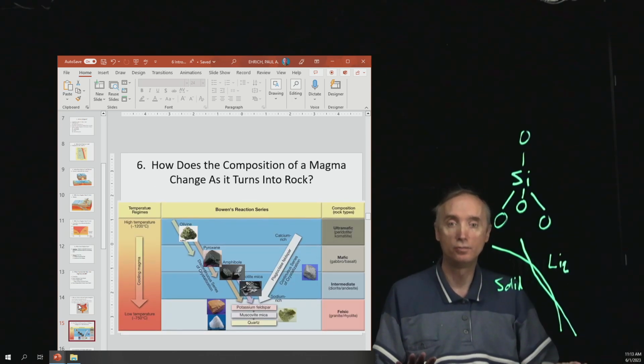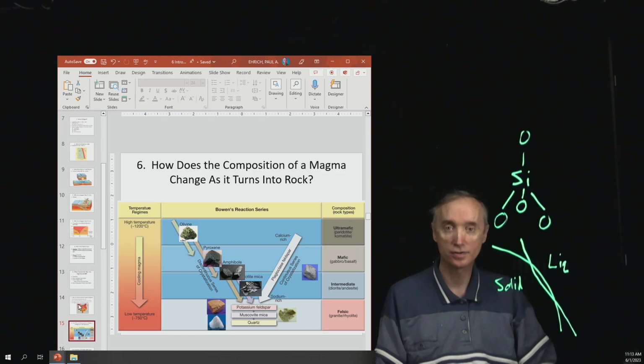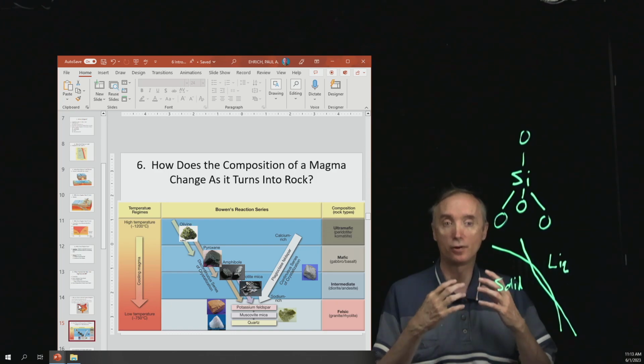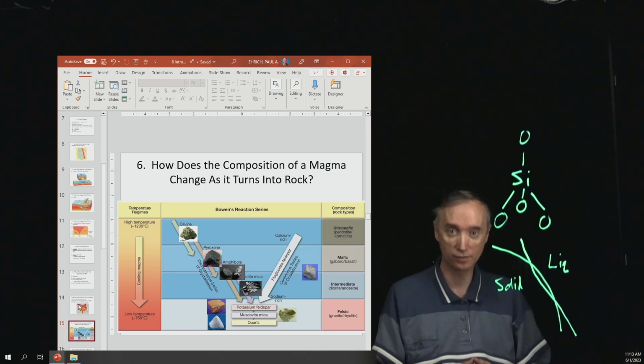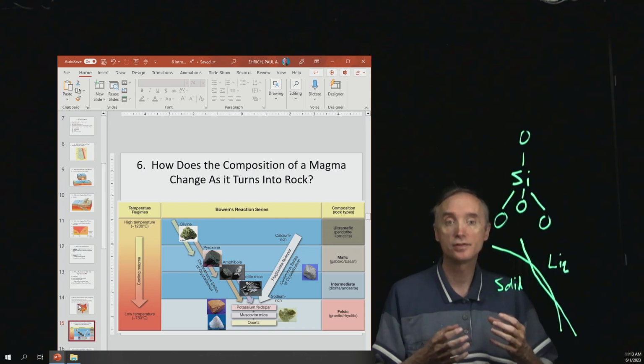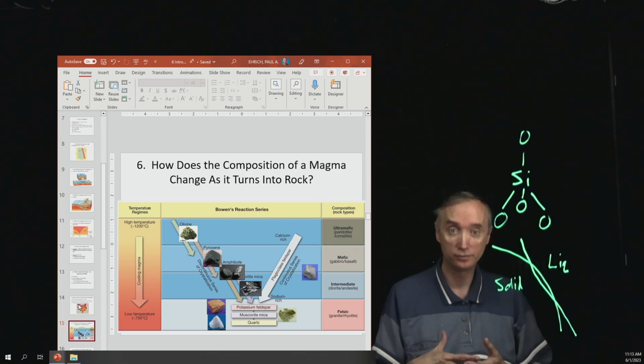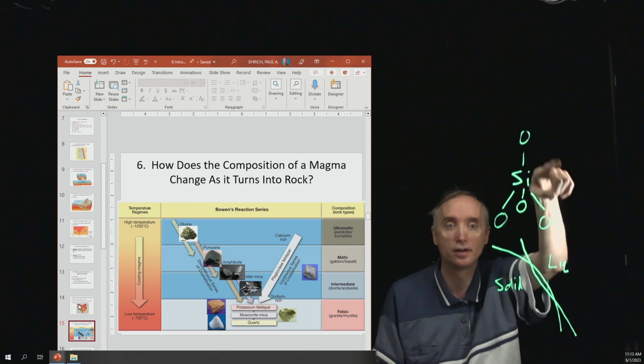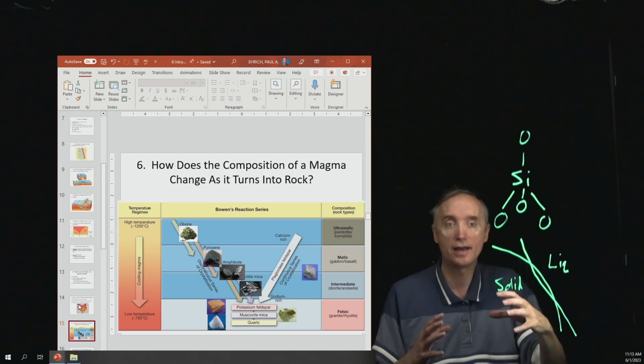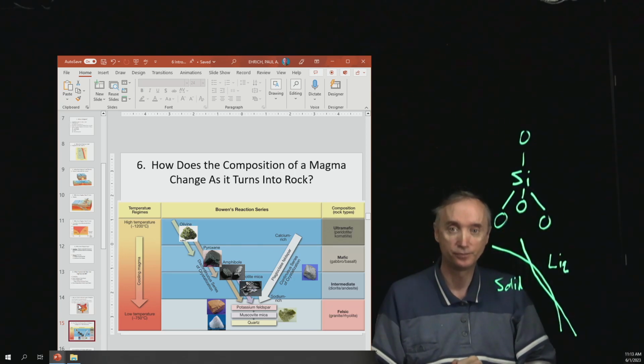You should also know Bowen's reaction series for the exam. Bowen's reaction series is the mechanism by which you start with ultramafic materials. Ultramafic materials are going to be the original materials that come from the asthenosphere. And as this starts to cool off, the first mineral that can form is olivine. And olivine is made of isolated silica tetrahedrons with those other cations glued onto them.